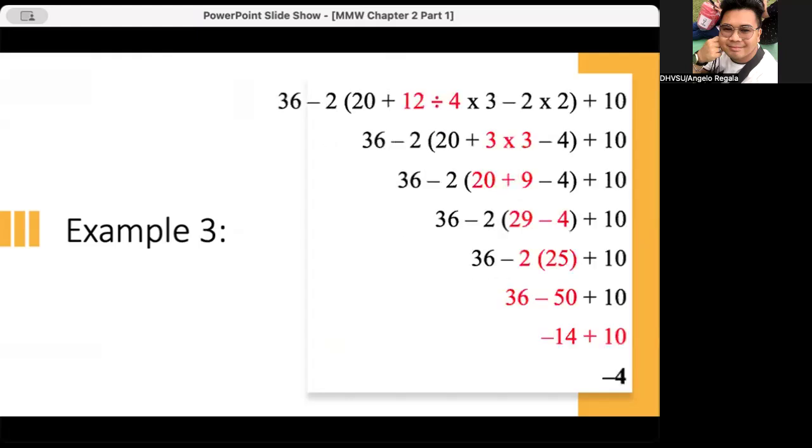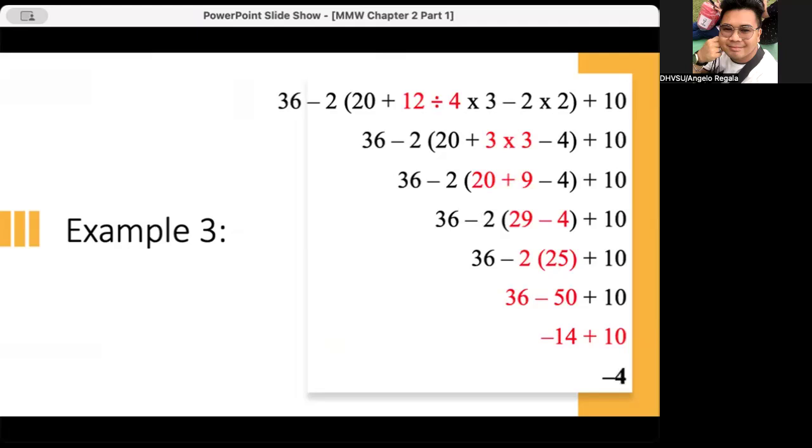Okay. The next example: 36 minus 2 times the quantity 20 plus 12 divided by 4 times the quantity 3 minus 2 times 2, plus 10. So we start again with GEMDAS. If we have multiple operations inside the grouping symbol, we still follow the order of operations: multiplication, division, then addition, subtraction. So look at the numbers inside the parentheses. We have addition, division, multiplication, subtraction, and another multiplication. So we start with 12 divided by 4 because it's from left to right.